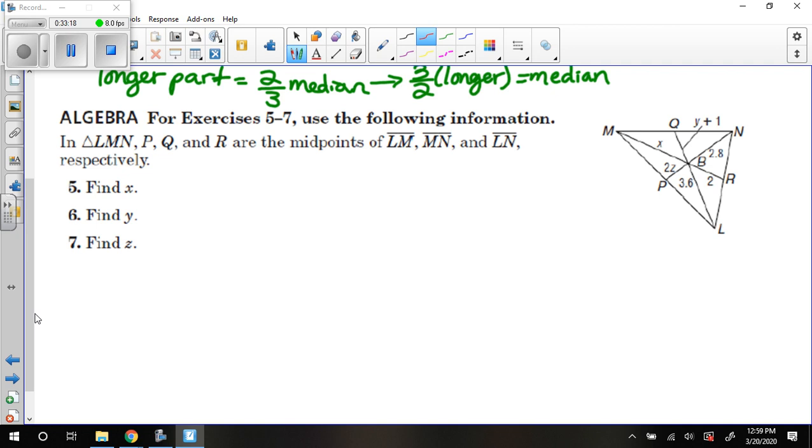Next example here, we are told in our triangle that P, Q, and R are midpoints of LM, MN, and LN. So since in our picture we're going from a vertex to a midpoint, these are all medians. Vertex to midpoint means medians.